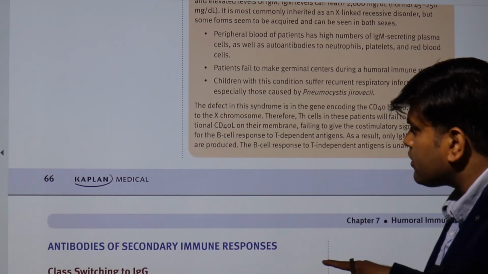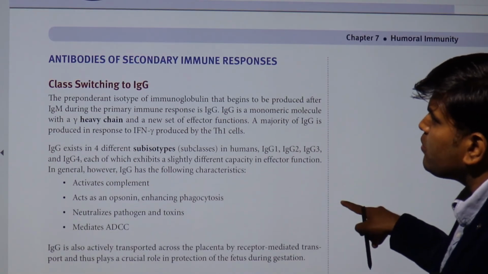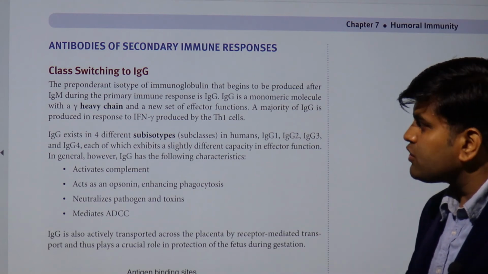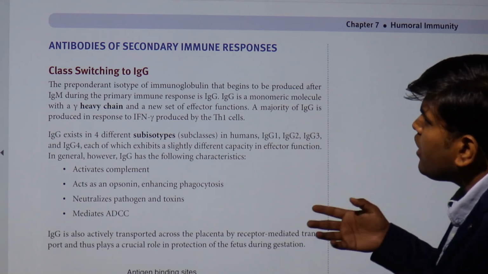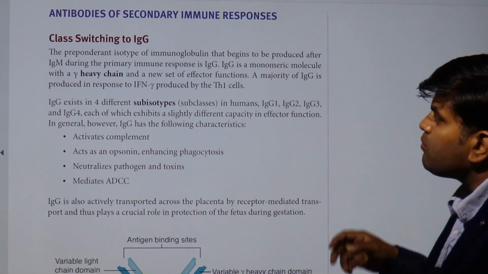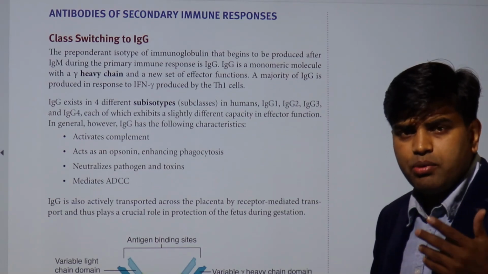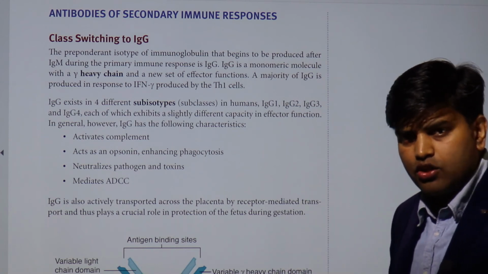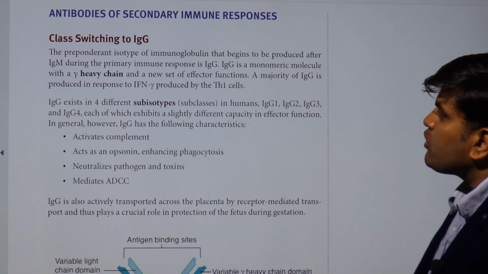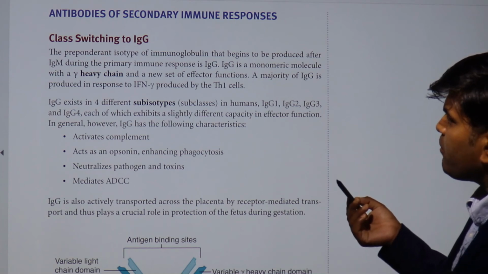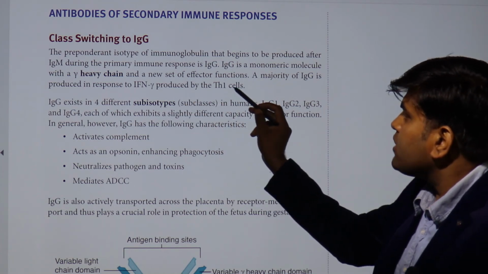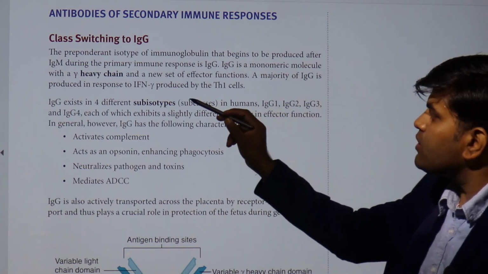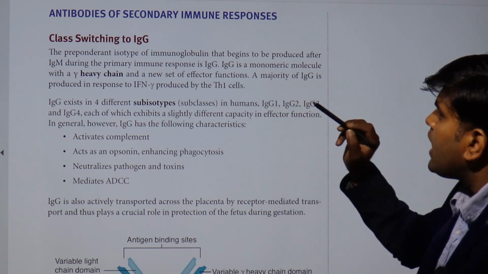Now we will talk about the normal condition. Normally, the thymus dependent antigen, protein in nature, will be processed and presented to the B cell and converted into the plasma cell. Now there will be class switching to immunoglobulin G, immunoglobulin E and immunoglobulin A, depending upon the signal sent by the T cell. For switching to immunoglobulin G, there is a requirement of interferon gamma produced by the Th1 cell. The predominant isotype of immunoglobulin produced after IgM during the primary immune response is IgG.